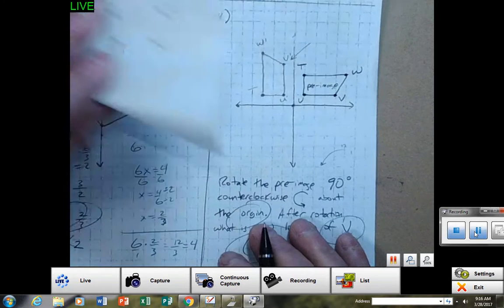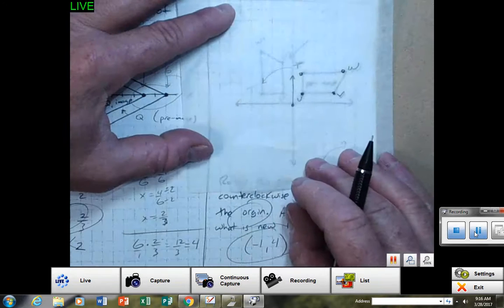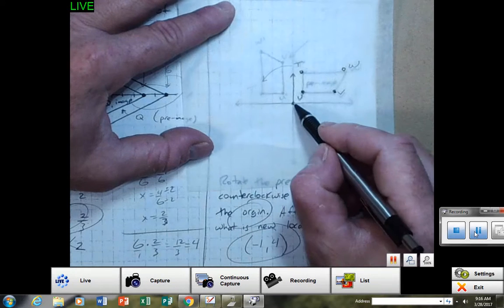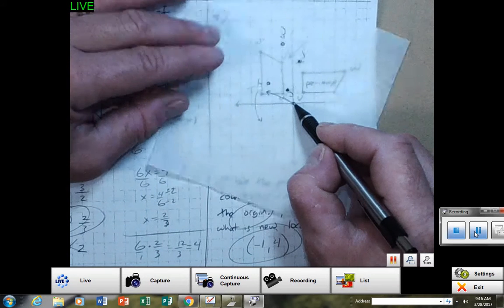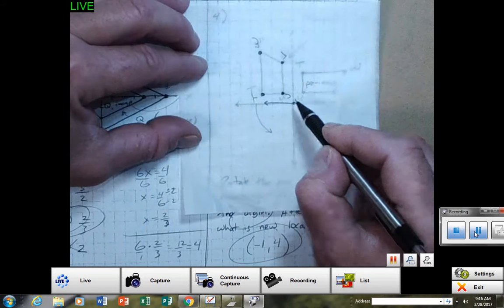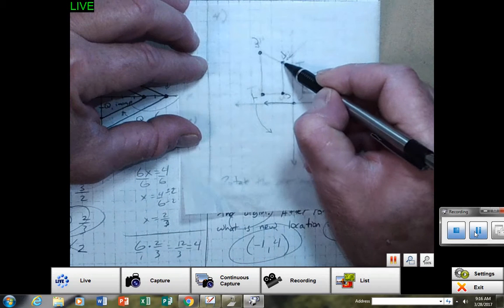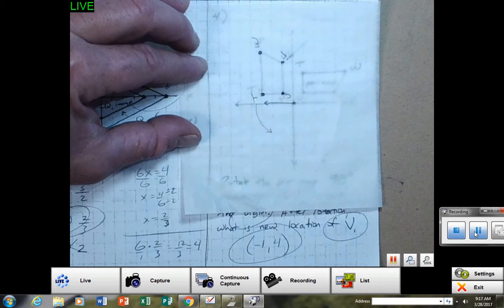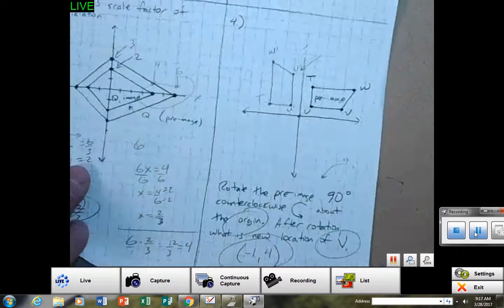So again, I drew my original. I rotated it 90 degrees to the left. And then I looked and see where this new location was for V. That's how you do number 4. Backside.